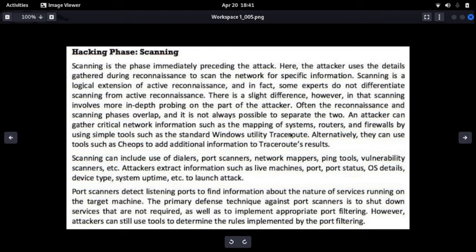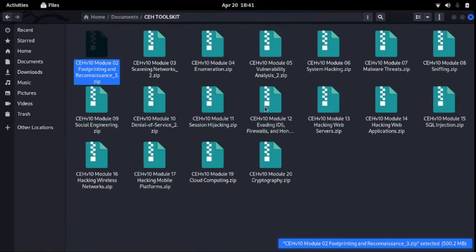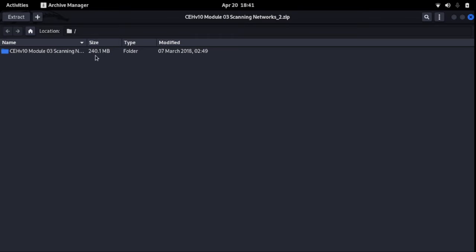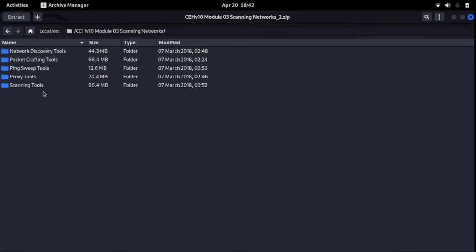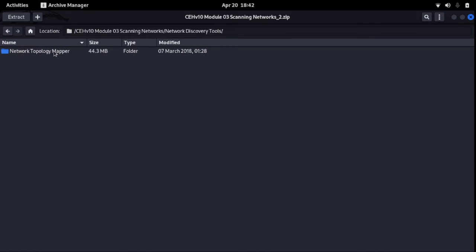And there are several tools to help us on that. I think that will be under scanning, which is scanning network. We have a lot of tools that will help us to gather as much information. You see proxy tools, ping sweep tools, packet crafting tools, network discovery tools. Under network, okay, we have network topology mapper.